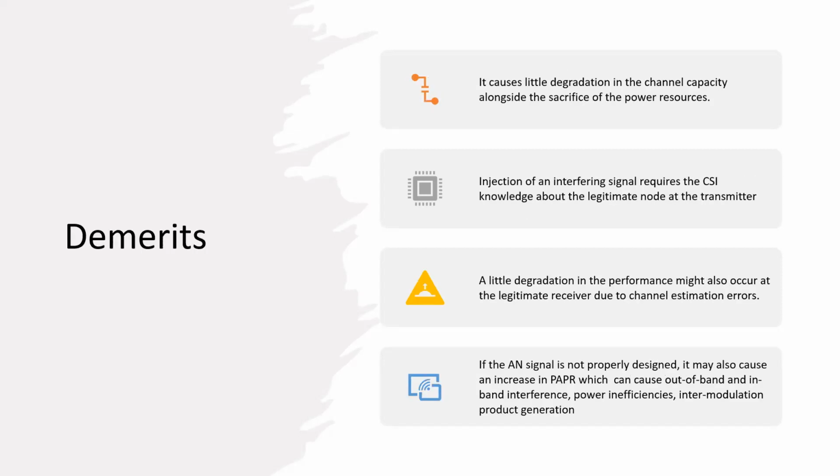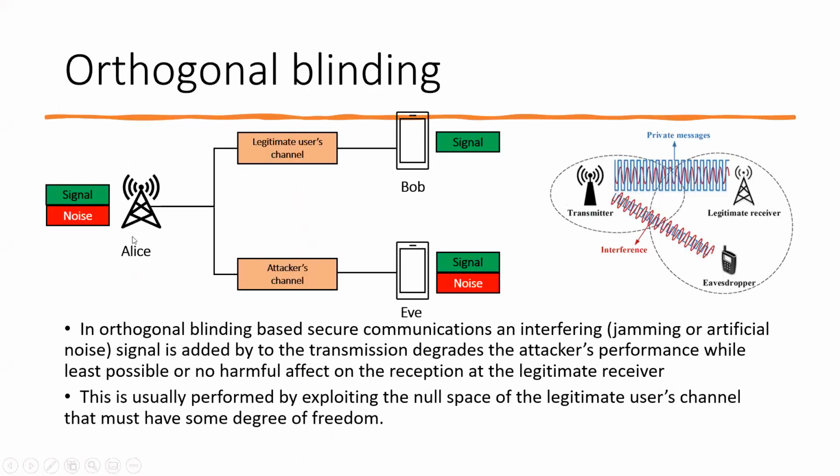Now, coming to the demerits of these techniques, first of all, when you want to generate artificial noise, you have to use some power. So there is some degradation in performance because you are using some resources for generating artificial noise. Another thing needed is the channel state information. As I explained earlier, the transmitter should know the channel corresponding to the legitimate receiver. This channel is not needed at the receiver, but the transmitter must know the legitimate receiver's channel.